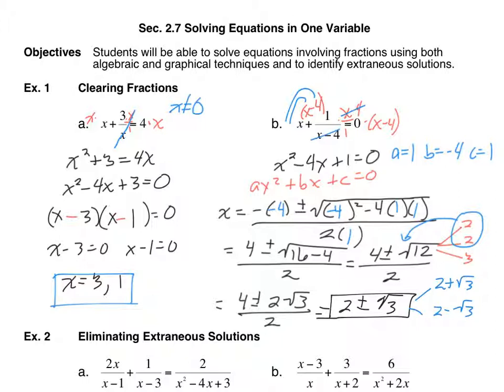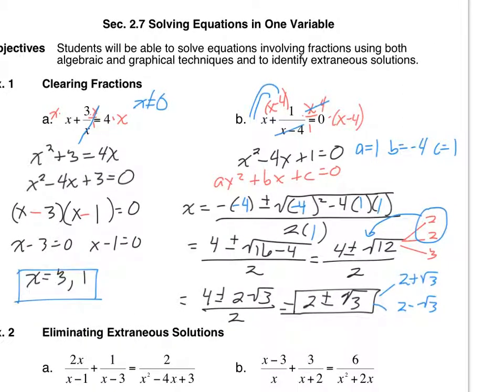They're decimal equivalencies. If you were to punch it out on the calculator, this one would equal, let me move it to the right a smidgy. So this one would be approximately equal to 0.268. And this one would be approximately equal to 3.732. So you have to read the directions.